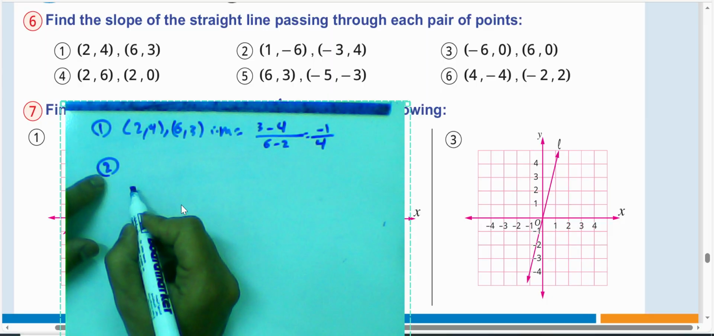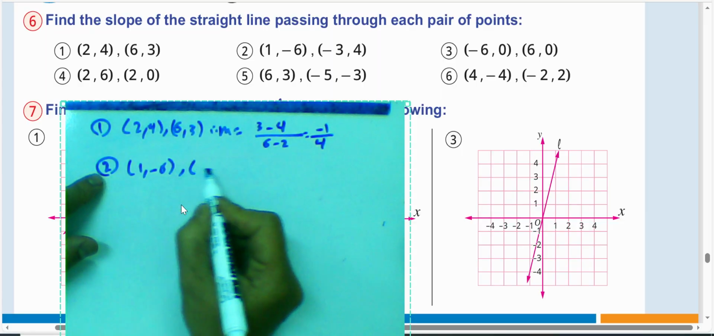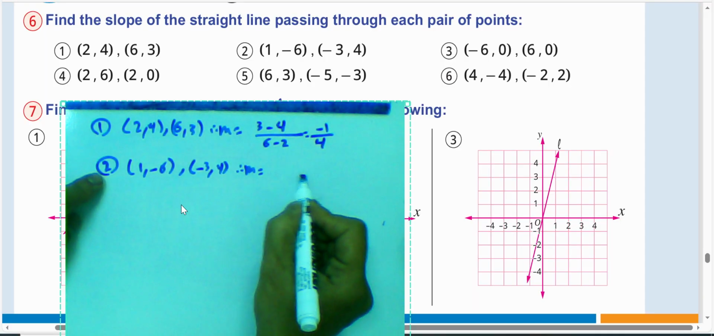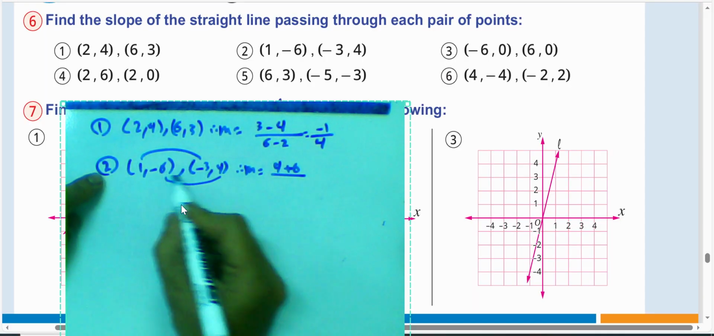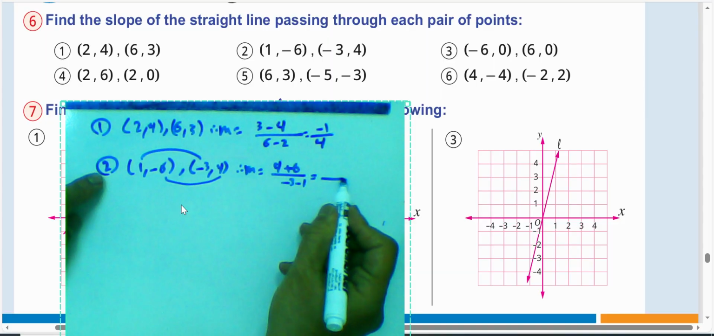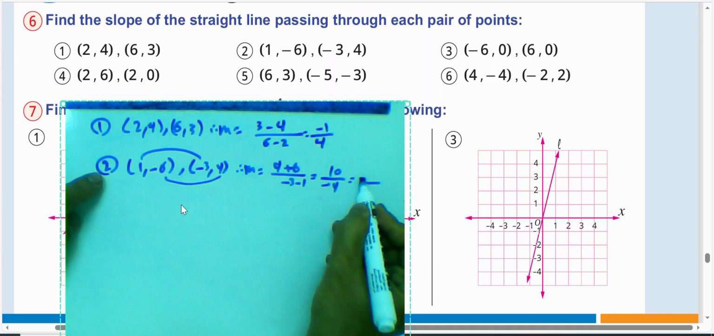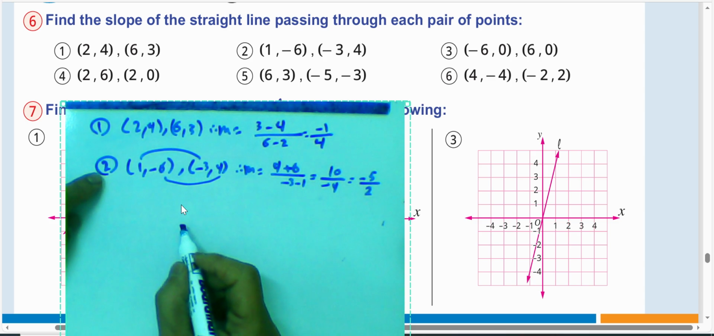Question number 2. We have points (1, negative 6) and (negative 3, 4). The slope will be equal to 4 plus 6 over negative 3 minus 1. 4 plus 6 equals 10, and negative 3 minus 1 is negative 4. The result will be negative 10 divided by 4, which is negative 5 over 2.